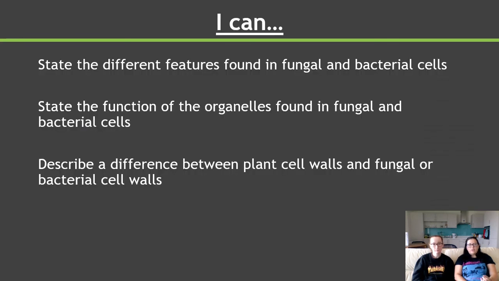Okay, so we've had a look at the different features found in the fungal and bacterial cells. The new organelles that we have brought in are the circular chromosome and the plasmid, but fungal and bacterial cells do have some of those older structures in common, such as fungal cells have got a nucleus, they've got a cytoplasm, and the difference between plant cell walls and fungal or bacterial cell walls is plant cell walls are made of cellulose, fungal or bacterial cell walls are made of other stuff.